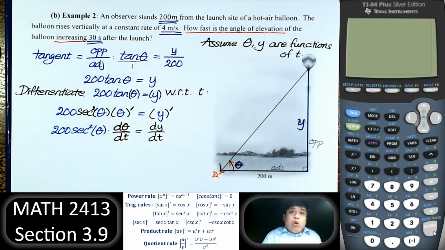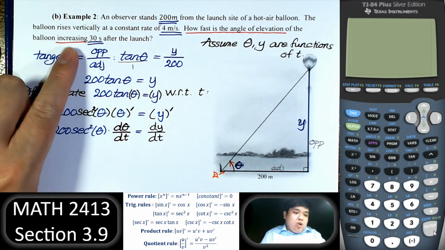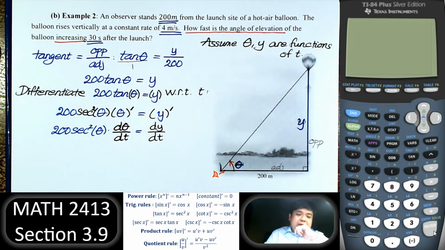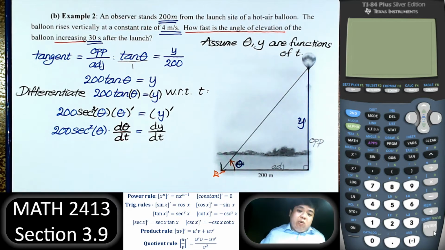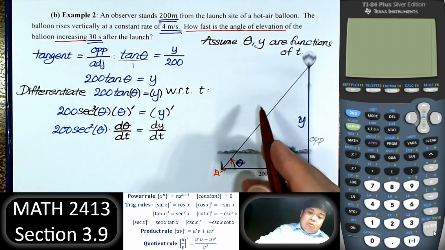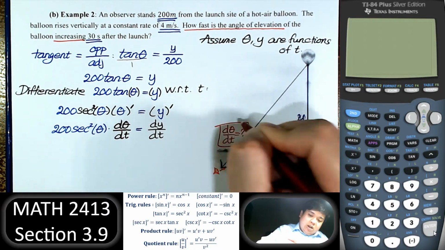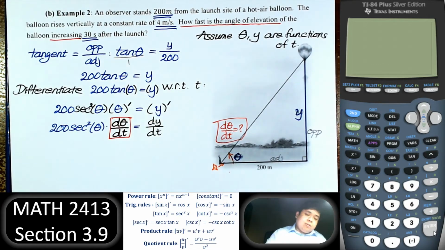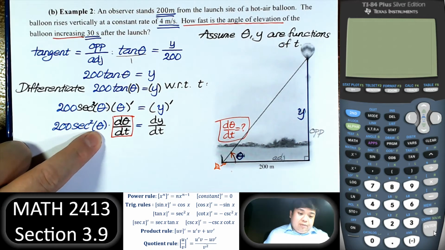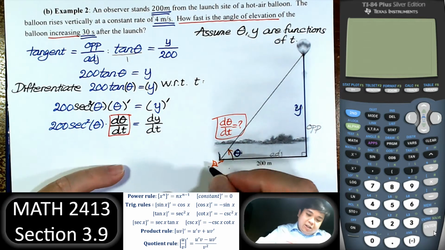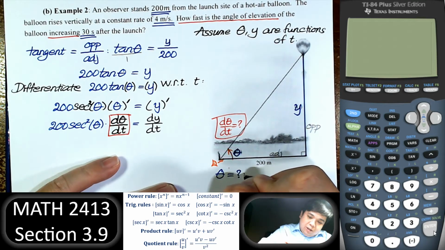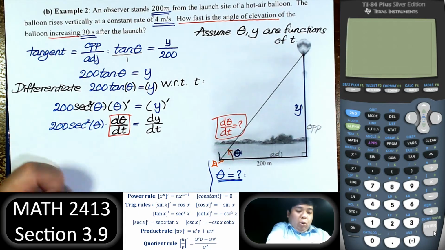Now we'll go back to the problem. What do we know, what don't we know, and what do we need to find? Assume that it is 30 seconds after launch. By the way, what is the question? How fast is the angle of elevation of the balloon increasing? The angle of elevation is theta, so the question asks us for d theta over dt. That is what we're looking for. Do we know theta? We don't. So how do we find theta? That's what we need to determine first, before we substitute in here.